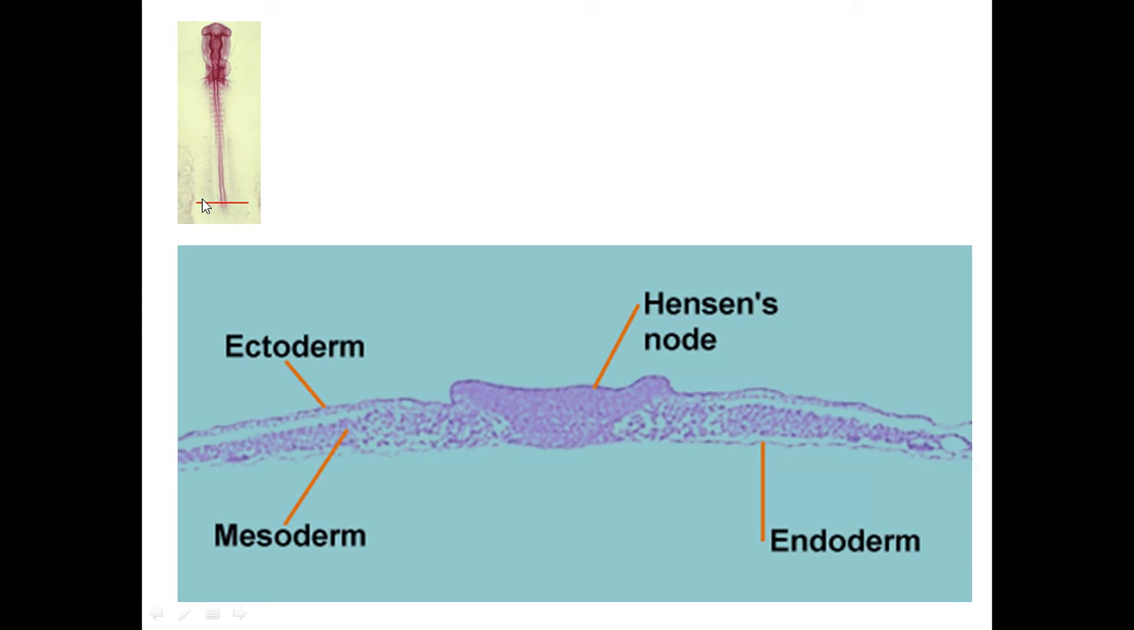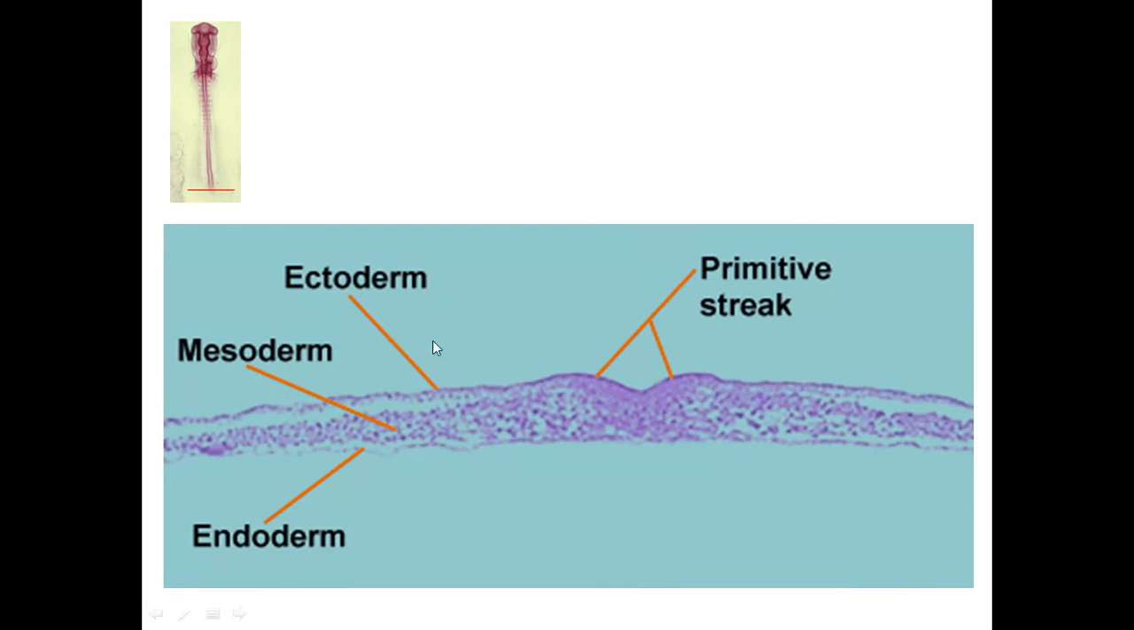And then we're seeing Hensen's node. So we're meeting an old friend here. Hensen's node is a structure that is associated with the primitive streak. And lastly, we make a cut that is along the primitive streak. You can see the primitive groove here.